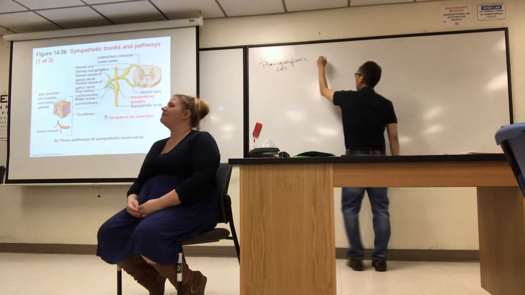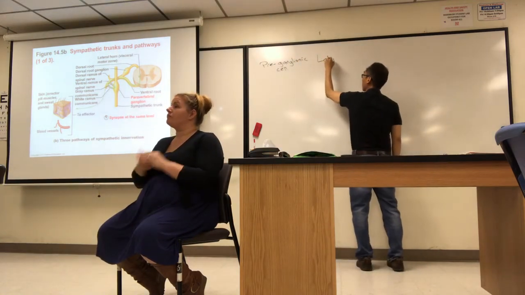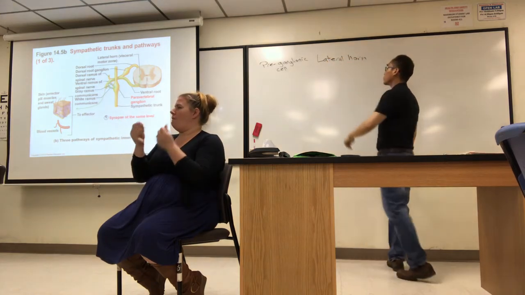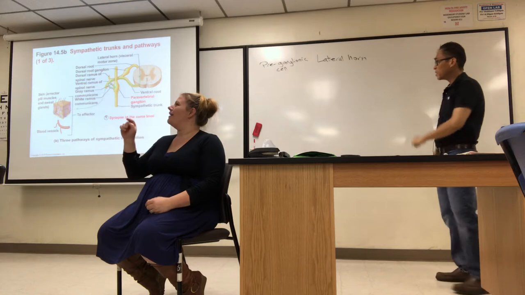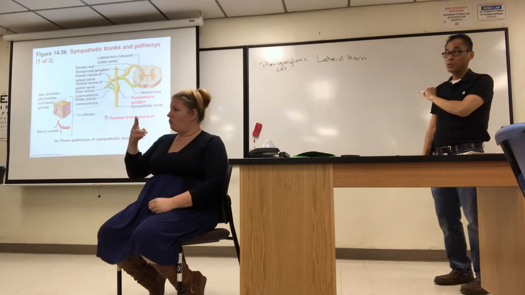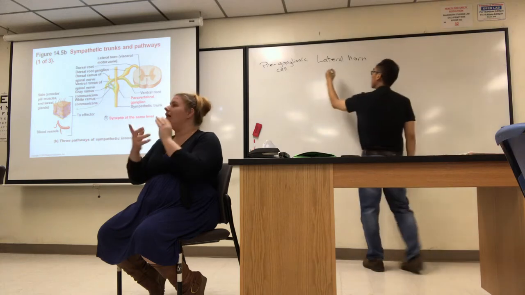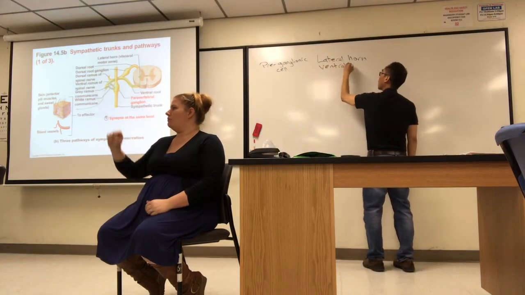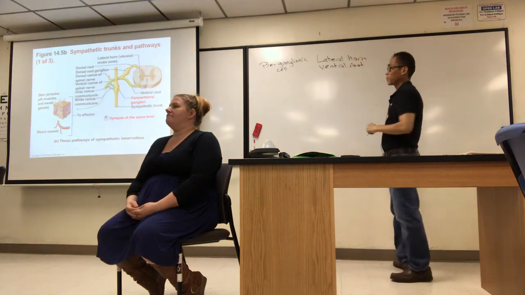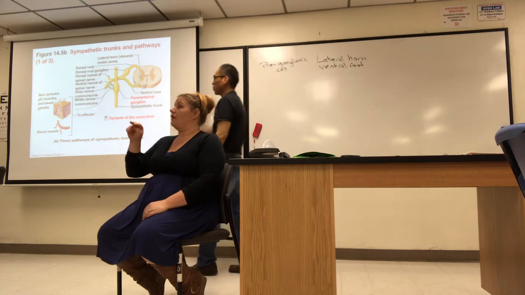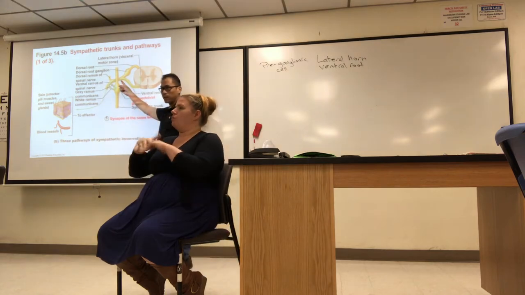It starts in the lateral horn of gray matter. So I'll just write lateral horn. The cell body is in the lateral horn. It's the axon that leaves through the ventral root. After that, the ventral root merges with the dorsal root to form the spinal nerve.